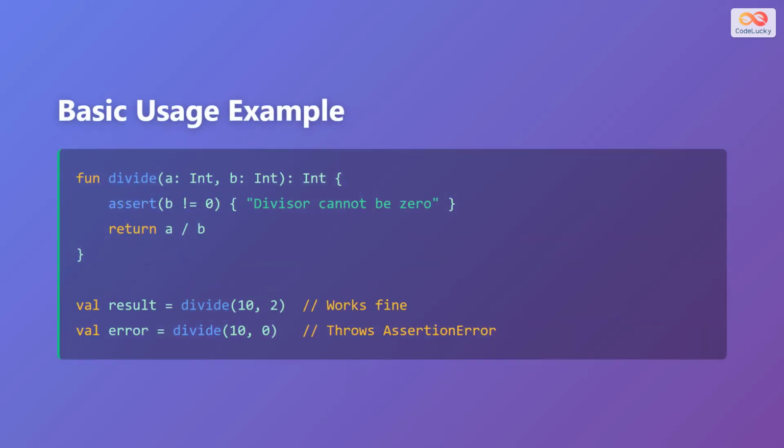Let's look at a practical example. Here we have a divide function that takes two integers. Before performing the division, we use assert to verify that the divisor is not 0. If we call divide with 10 and 2, everything works fine and we get the result. However, if we try to divide 10 by 0, the assertion fails and throws an assertion error, preventing the division operation from executing.